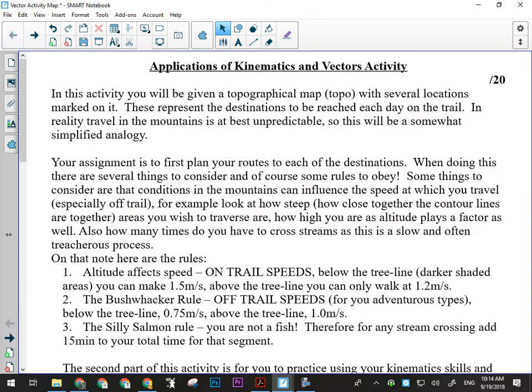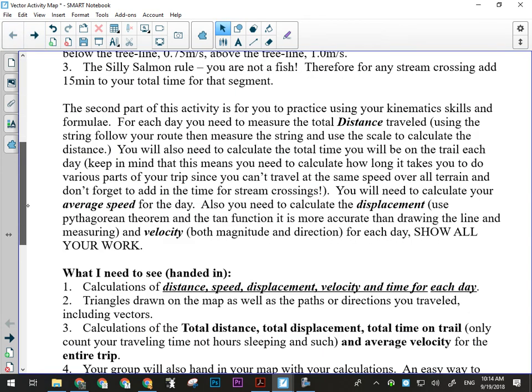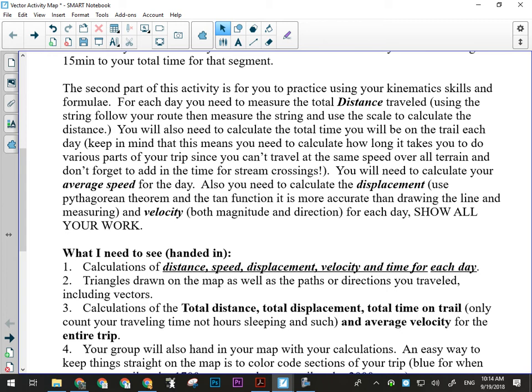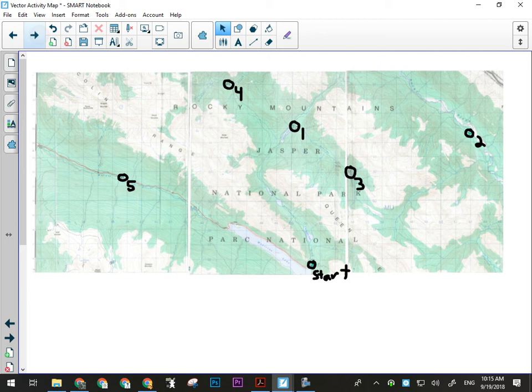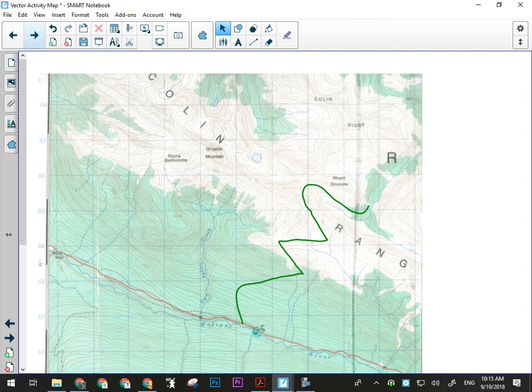Okay, other things that you have to show. So that'll be your distance traveled, and it says here using a string and use a scale. You will also need to calculate your total time that you will be on trail. Now, here's how you're going to calculate that. So if I'm looking at this map here, I would actually probably draw this slightly differently. I'm going to leave it green where I'm below the tree line, and I'm going to change it to blue where I'm above the tree line.